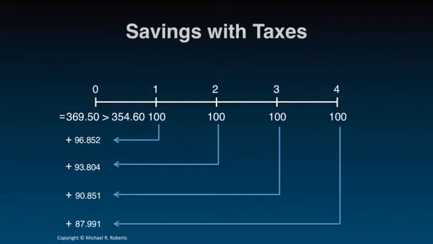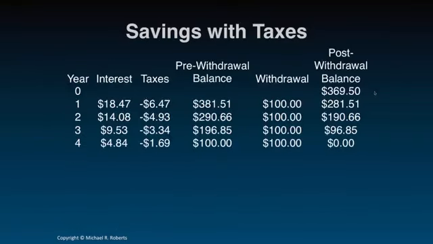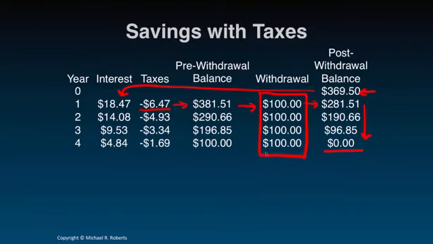Now let's run through the exercise of looking at what happens to the savings account. So now we put in 369.50. That's going to earn interest at 5%. We're going to pay taxes on that interest at a rate of 35%, which generates a pre-withdrawal balance in the first year of $381.51. We pull out the $100, and then we're left with $281.51. We continue that process for a few more years, and at the end of 4 years, we're left with nothing in the bank account, and we've been able to pull out $100 each year.